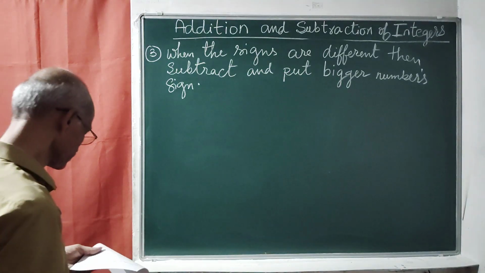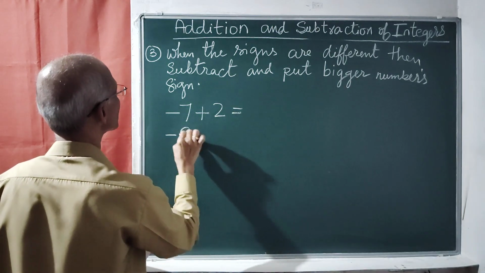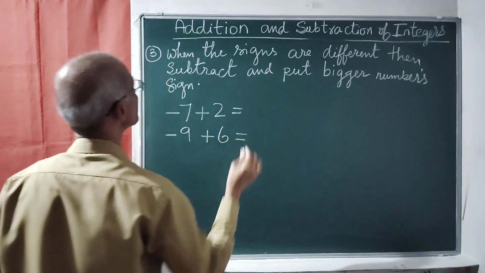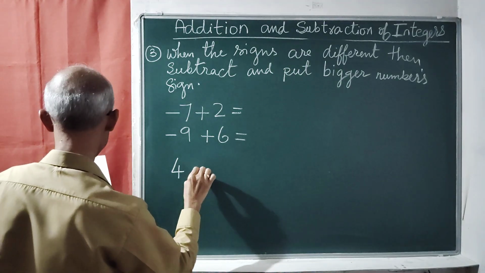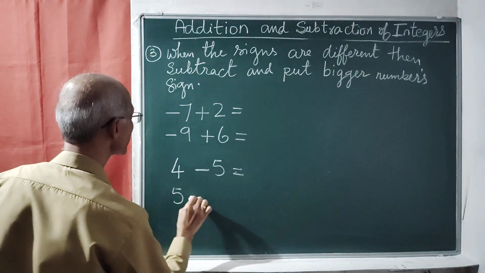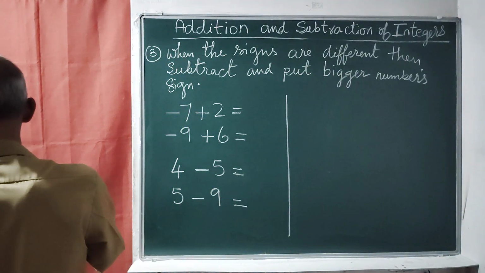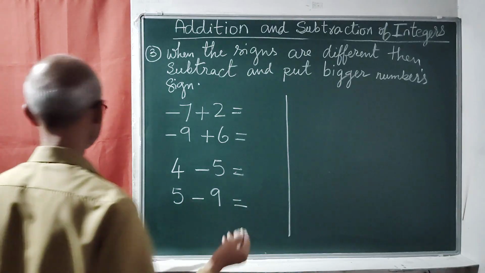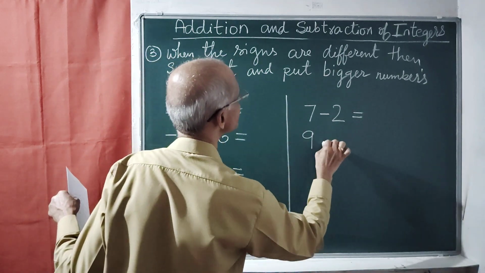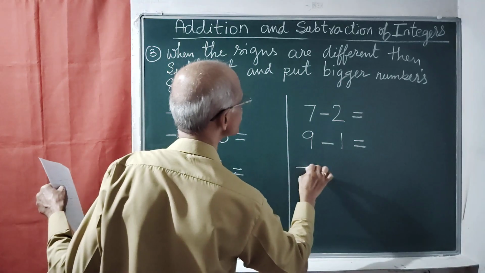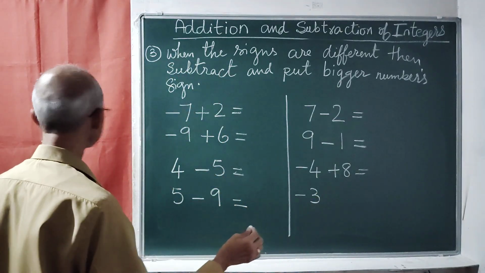We'll take some examples. -7 plus 2, minus 9 plus 6, plus 4 minus 5, plus 5 minus 9, plus 7 minus 2, plus 9 minus 1, minus 4 plus 8, minus 3 plus 4.